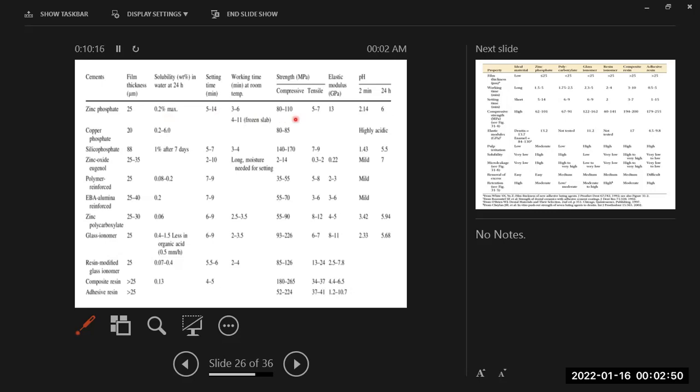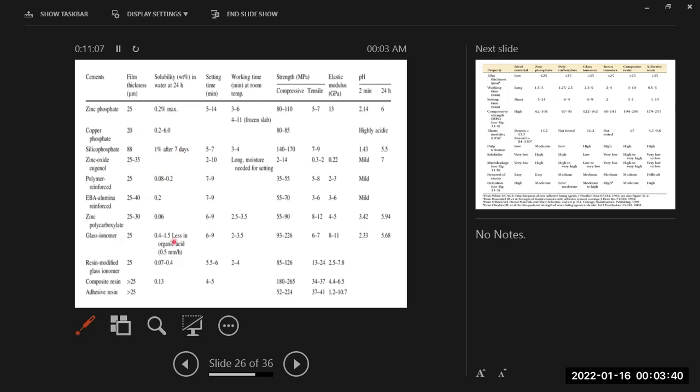Strength is significantly good. In terms of film thickness, it is almost good for almost all cements except for silicophosphate, where it is too thick, and for all others it's almost okay. Alumina reinforced and epoxide resins are the few cements for which the film thickness is too much, but otherwise film thickness is 25 or less than 25, which is tolerable. When you take solubility, you don't want it to be soluble in the oral cavity. Solubility is very low except for zinc oxide eugenol, where the value is not here, but the most soluble would perhaps be zinc oxide eugenol.